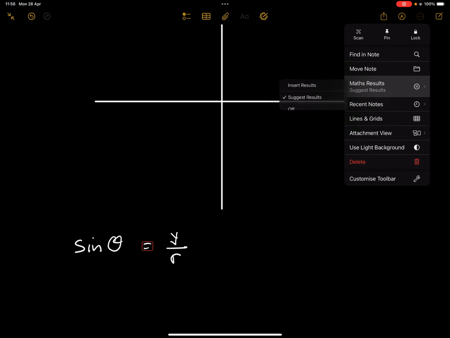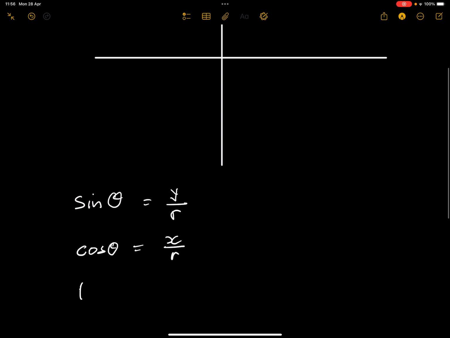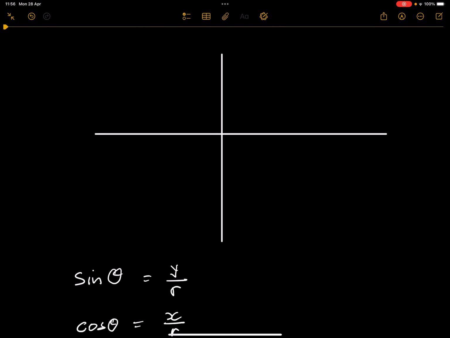Okay, we've got the cosine of any angle. This is x over r. Okay, and the tan of any angle will give us y over x. Right, so these are the definitions of our trig ratios with respect to the Cartesian plane. Now, here's our Cartesian plane. What do we need to be aware of, right?